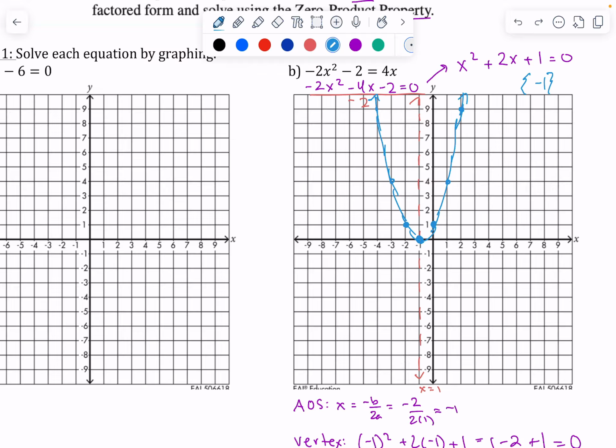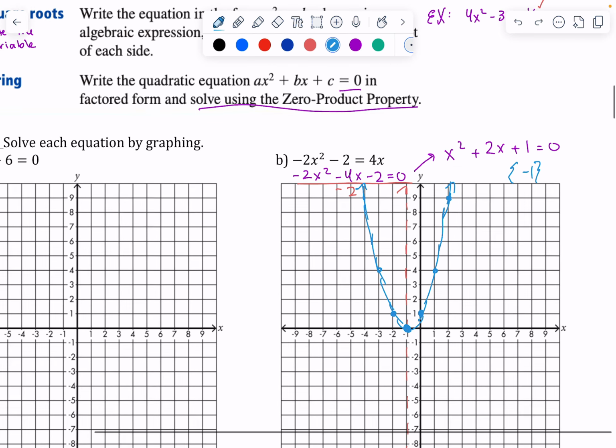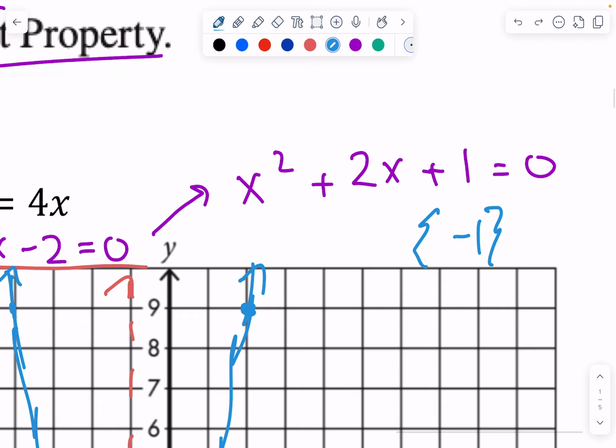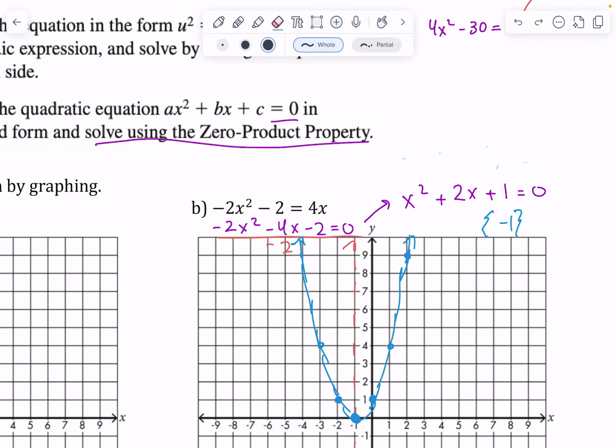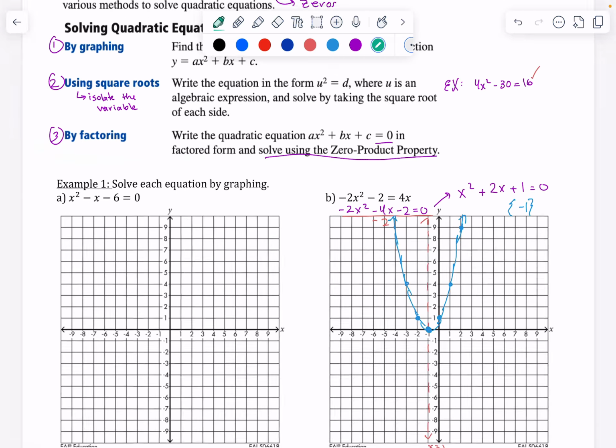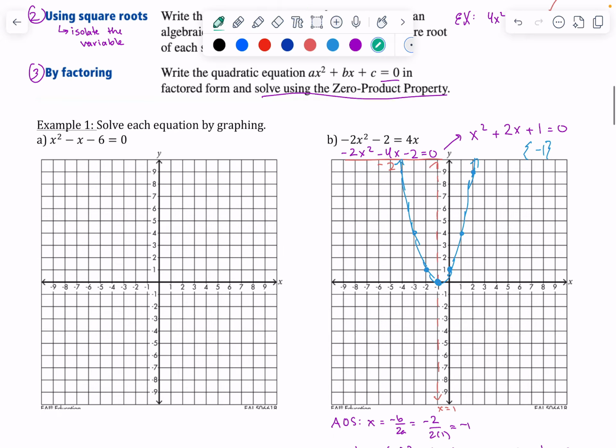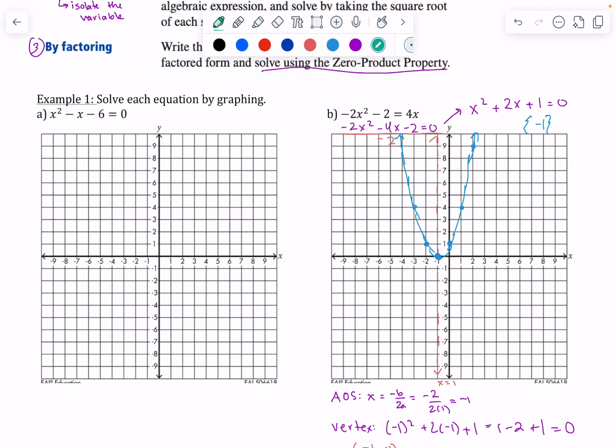I do want to point out that we solved this equation graphically, but we could have also solved it by factoring, okay? If you notice, this equation in factored form is x plus 1 times x plus 1, because 1 plus 1 gives us 2, 1 times 1 gives us 1, okay? So remember the factoring methods. So you could have also solved it like this, which I think is much easier. I think a lot of times graphing tends to be more time-consuming and less efficient, but it's still an effective method of graphing, okay?